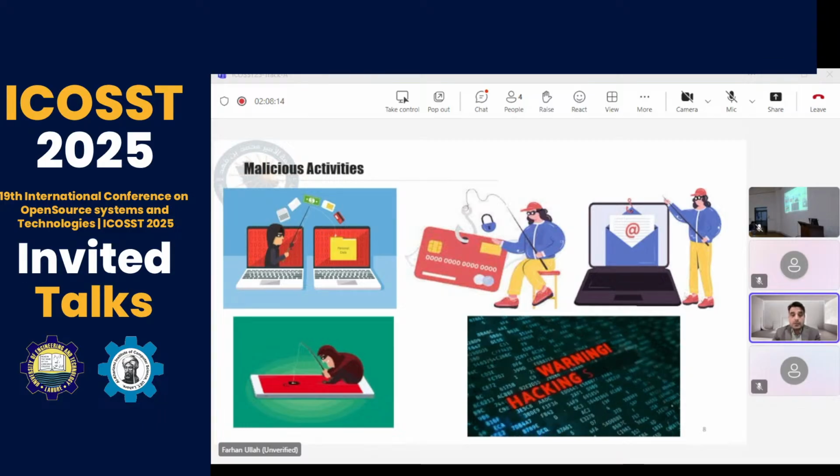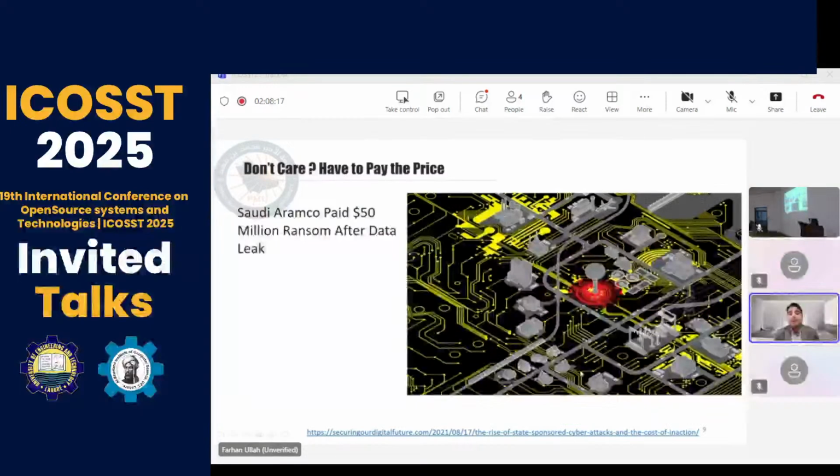Okay, another example. This is a real-world example: Saudi Aramco paid $50 million to a hacker when the hacker attacked their servers. This is the link if you want to read more information. Hackers attacked their servers. Saudi Aramco is a big oil refinery company in Saudi Arabia. They paid $50 million to recover their information from the hacker. So this is a real example of how a hacker can harm you, your company, your business, your information.